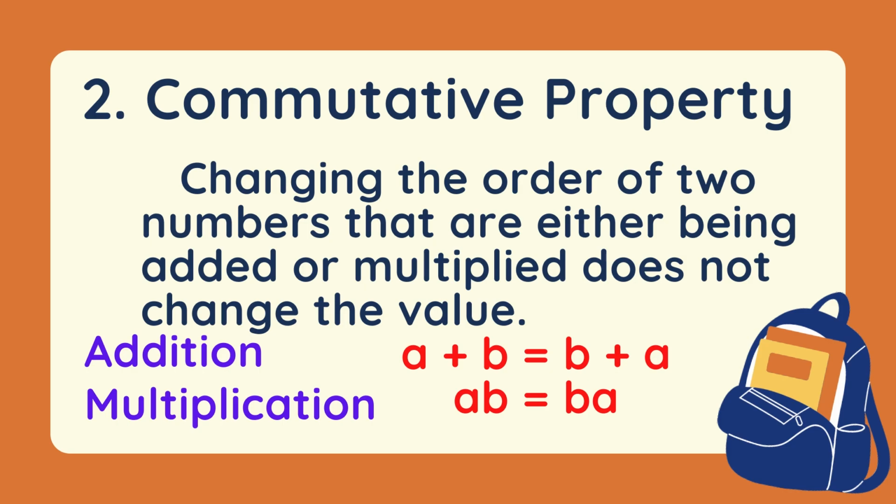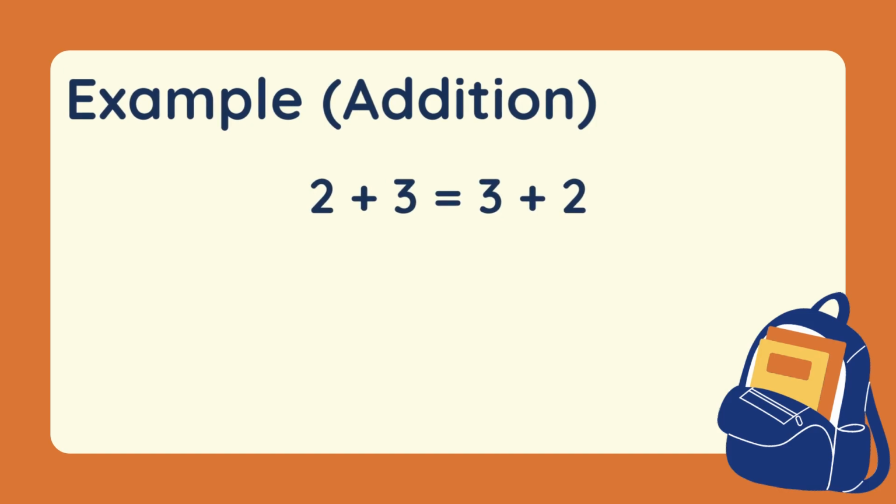So let us try this property in numbers. We have here in addition, 2 plus 3 is equal to 3 plus 2. Is the equation correct? Okay, let us see. 2 plus 3 is 5. How about 3 plus 2? Would that be equal to 5 also? Alright, very good. So as we can see, 5 is equal to 5. Therefore, we have proven that the commutative property, or the order, didn't really affect the result.